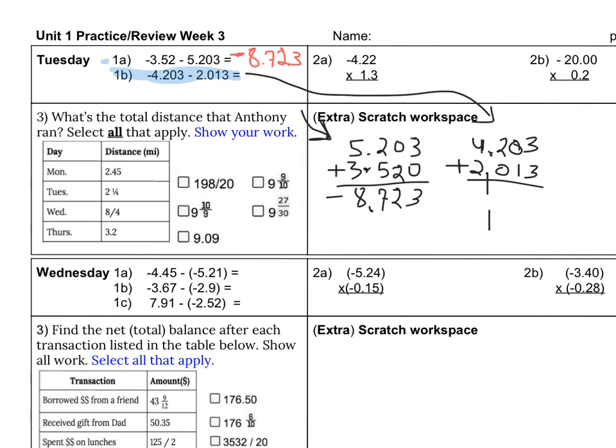3 plus 3 is 6. 0 plus 1 is 1. 2 plus 0 is 2. Put your decimal there. 4 plus 2 is 6. And we have 6.216 for our final answer.